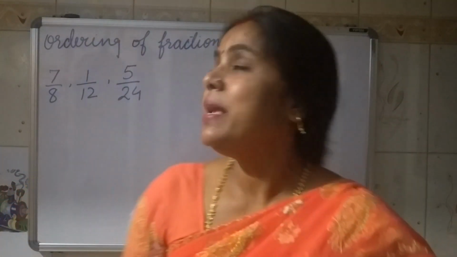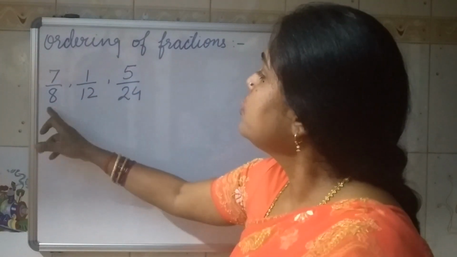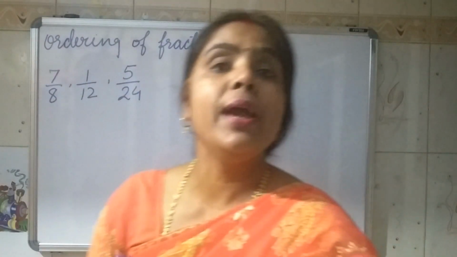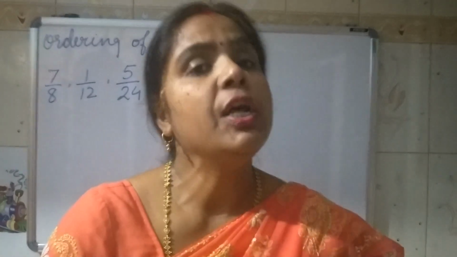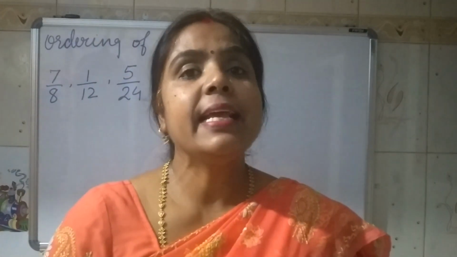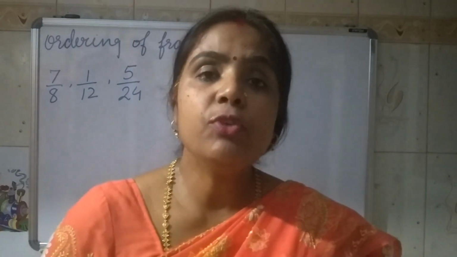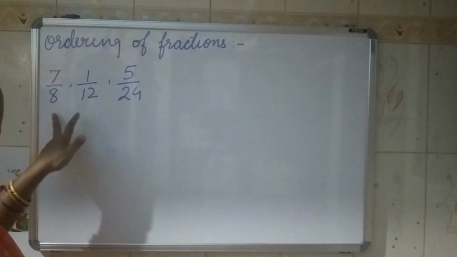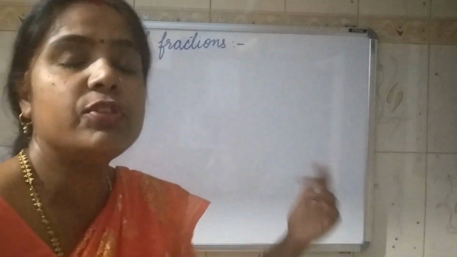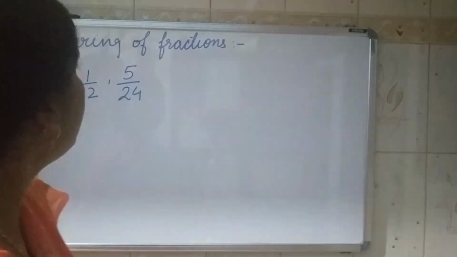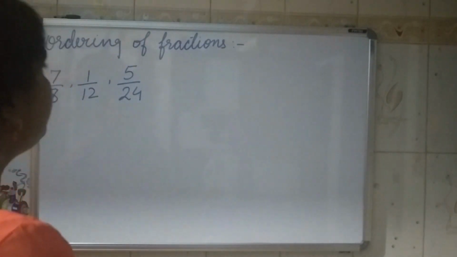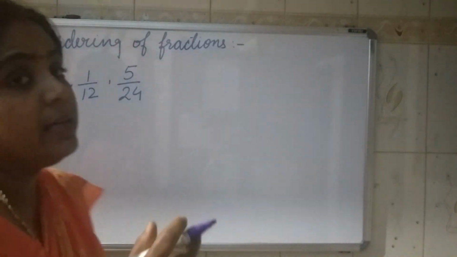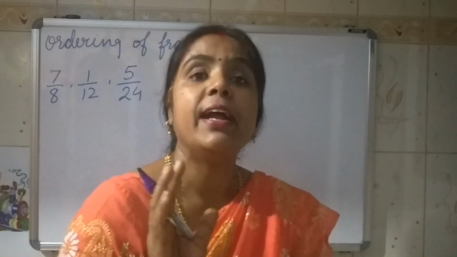The next topic is ordering of fractions. When many fractions are given and we have to arrange them in ascending order or descending order, in that case what will we do? We cannot use cross multiplication. And if you see all numerators are different and all denominators are different, so we cannot use the first two processes also. So what we have to do in this case is use what you have learned in the chapter multiples and factors, to find the LCM.